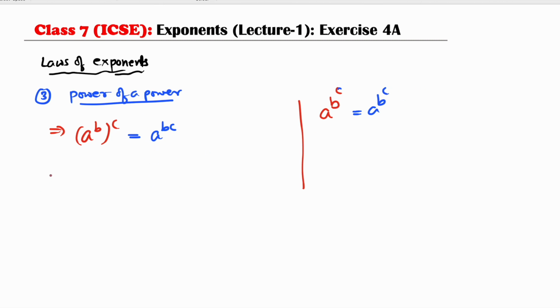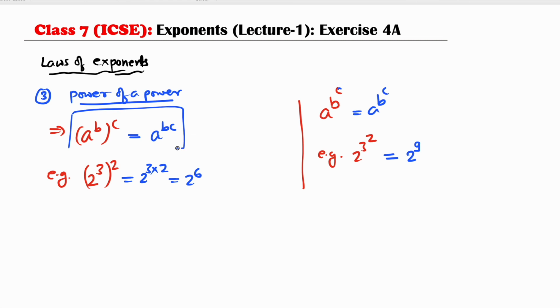Let's do this example. Suppose it is written 2 to the power 3, in brackets, to the power 2, and here it is written 2 to the power 3 to the power 2. So what does it mean? It means 2 to the power 3 into 2, that is 2 to the power 6. And what is the meaning of this? This is 2 to the power 3 into 3, that is 9. So there are differences. This is read like this and this one is read like this. So this is very important.